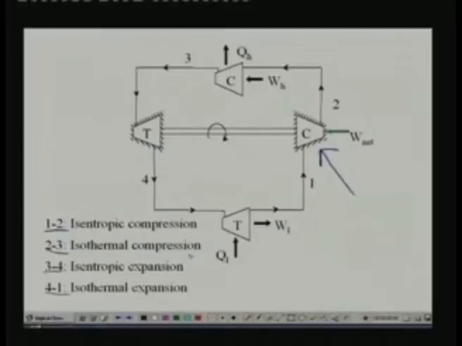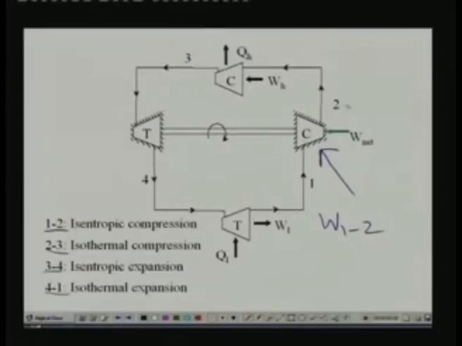For this process you have to supply some work input. Let that work input be W1 to 2, and there is no heat transfer because this is an adiabatic process. So, W12 is the work transfer during this process. This is the work input to the compressor.